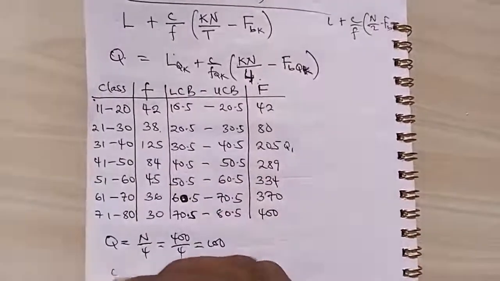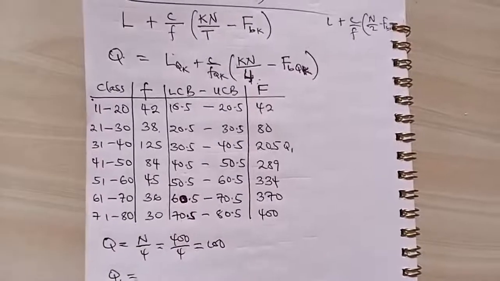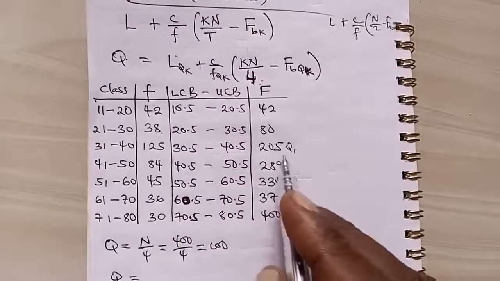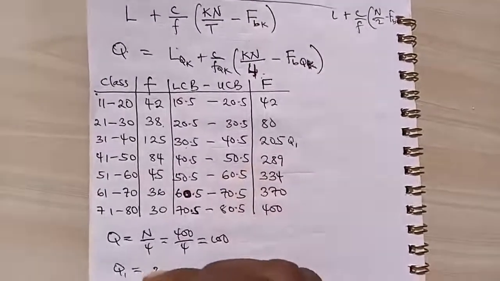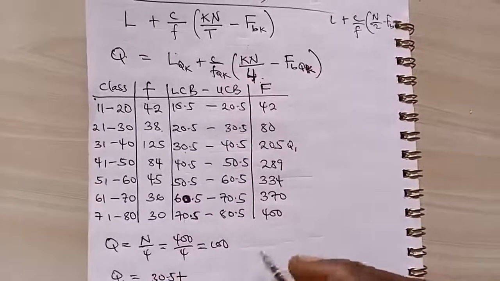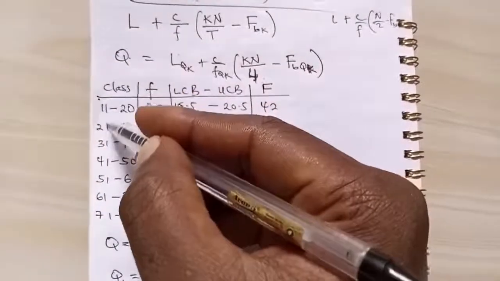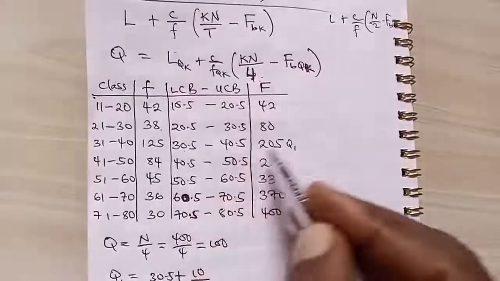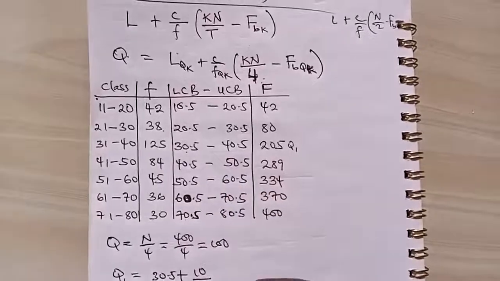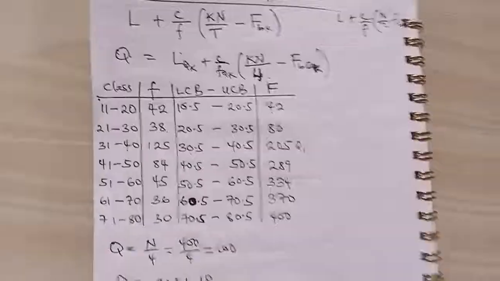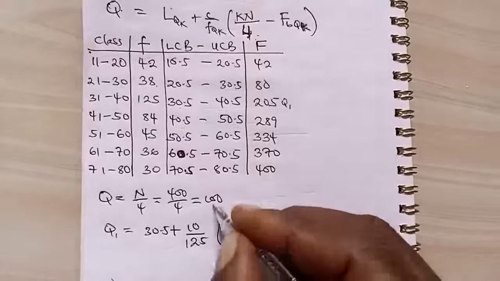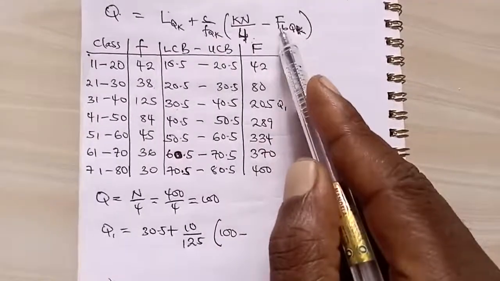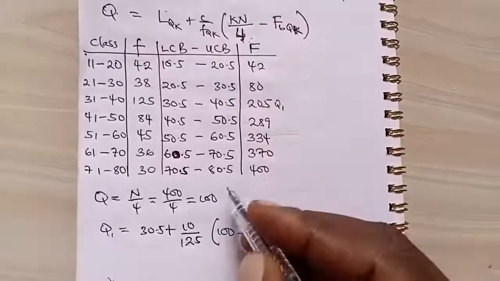So we say that our first quartile is the lower class boundary of the first quartile, which is 30.5, plus the class interval, which is 10, over the frequency of the first quartile. The frequency of the first quartile is 125. Our n over 4 is already 100, minus the cumulative frequency of the class before that first quartile class.